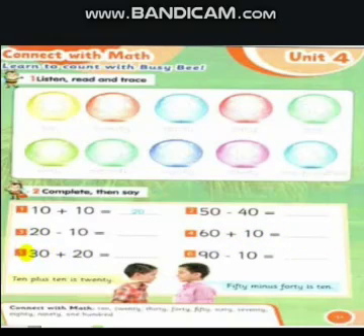Number five, 30 plus 20 equals 50. Excellent. Number six, 90 minus 10 equals 80. Excellent.